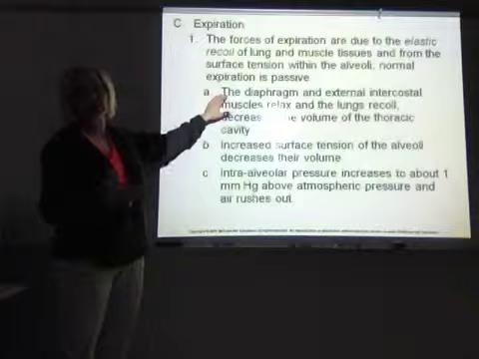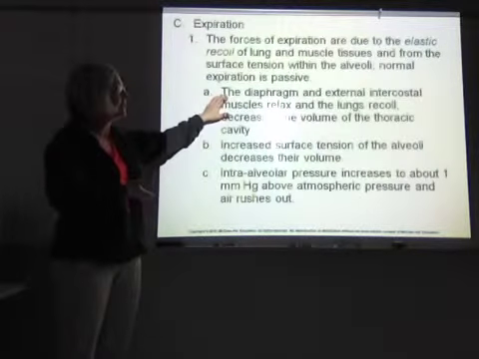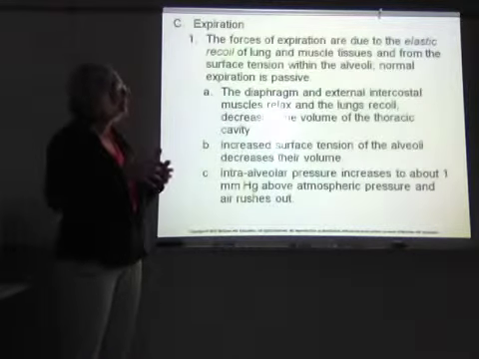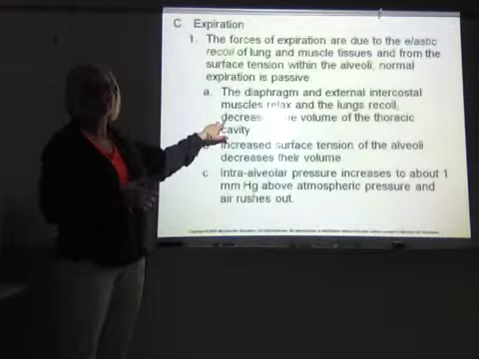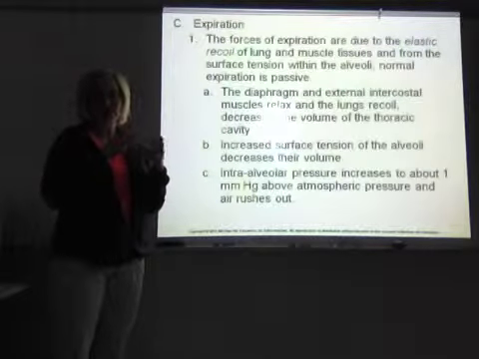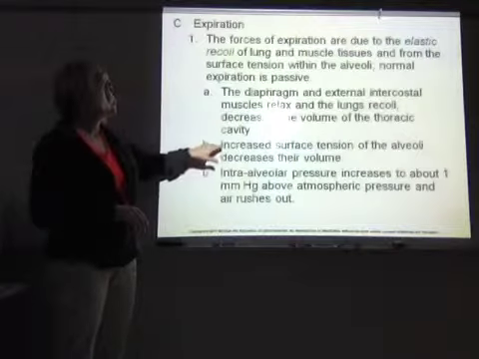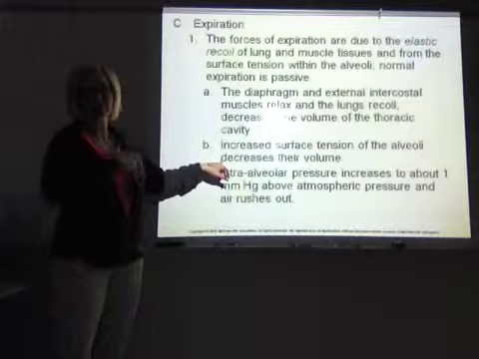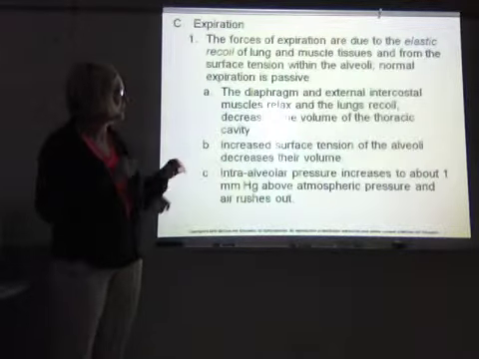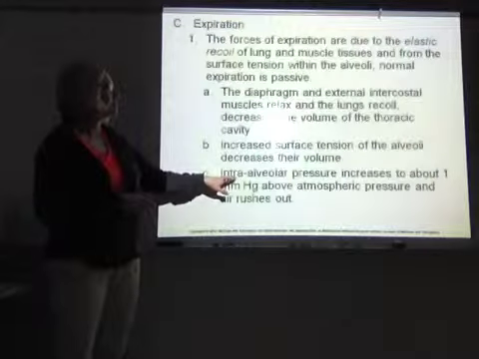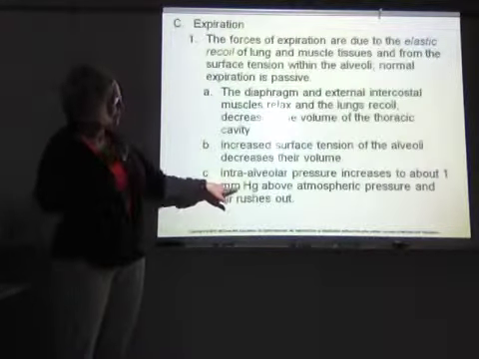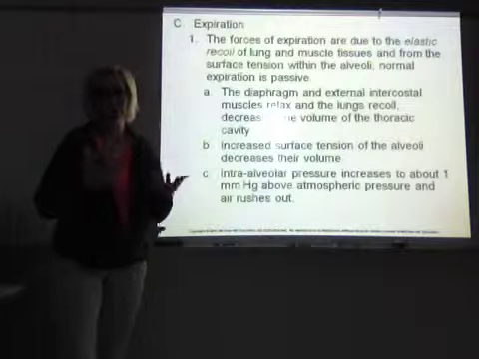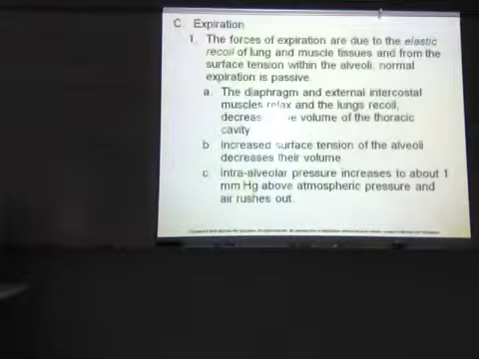Now the muscles relax. Your diaphragm relaxes, it's going to come back up. Your intercostal muscles are going to relax, and it's going to let your ribs come back in or down. That decreases the volume, so it makes your lungs smaller, which creates a higher pressure. Increased tension of the alveoli then decreases their volume also. So it's not just your lungs, it's the little alveoli that are inside of them. When that pressure increases to about 1 millimeter of mercury above atmospheric pressure, air comes out. So again we're looking at small numbers.